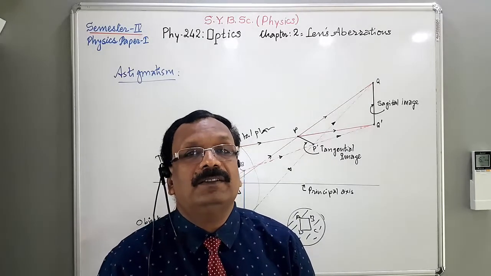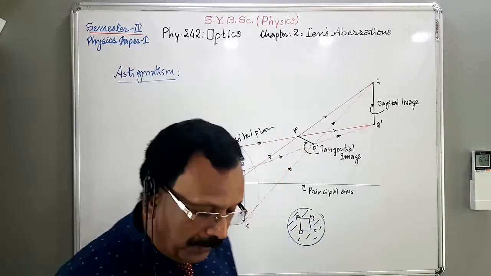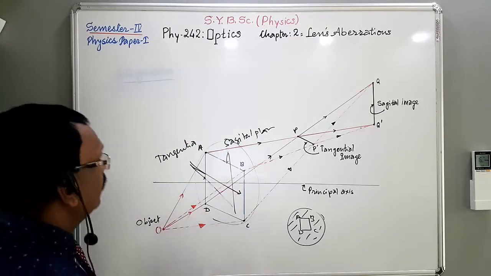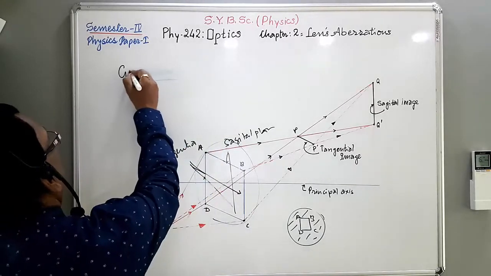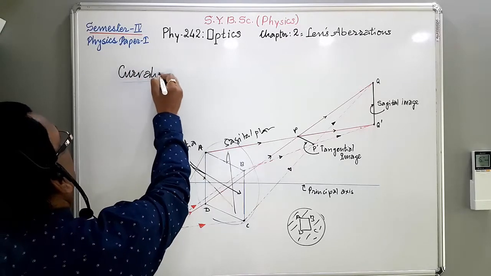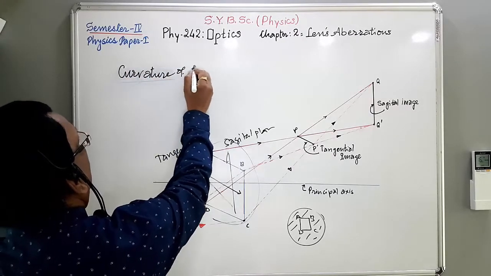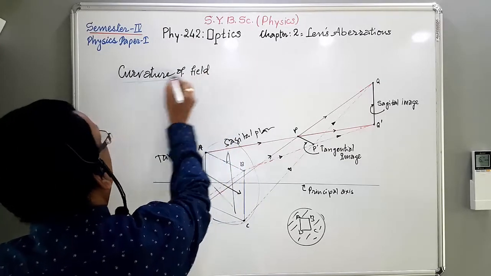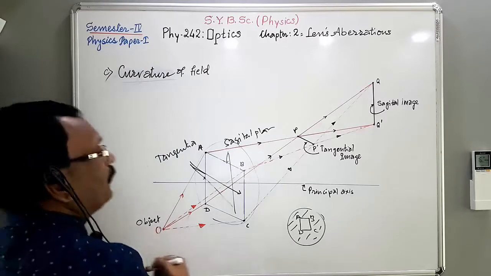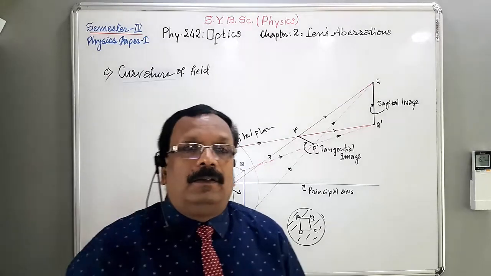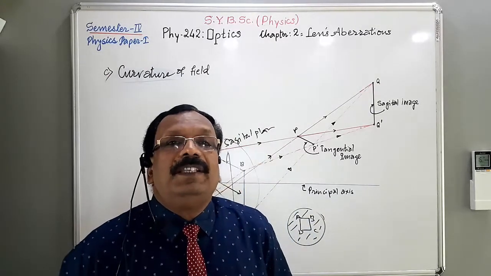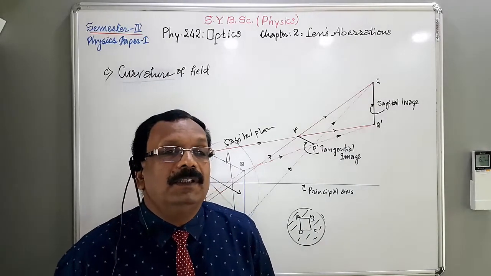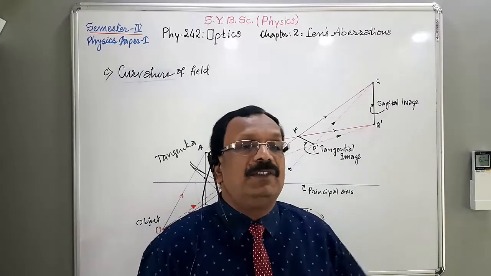Now the next one is the curvature of field. This is the third number of aberration, which belongs to monochromatic aberration. What is curvature of field?